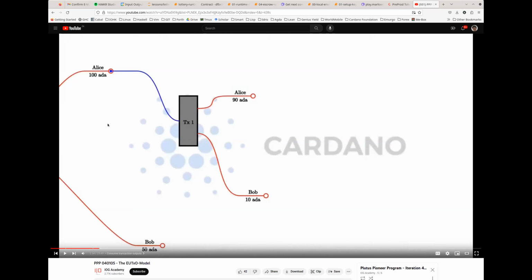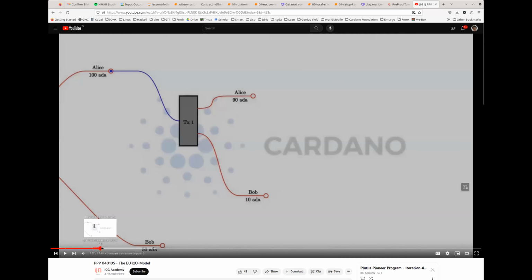So this UTXO has an address, which basically says to whom it belongs, and a value, which in this case is 100 ADA. And if you want to spend such a UTXO in a transaction, that transaction needs to be signed by the owner of that UTXO, basically the owner of the address. So far, so good. And I think there's a second example.